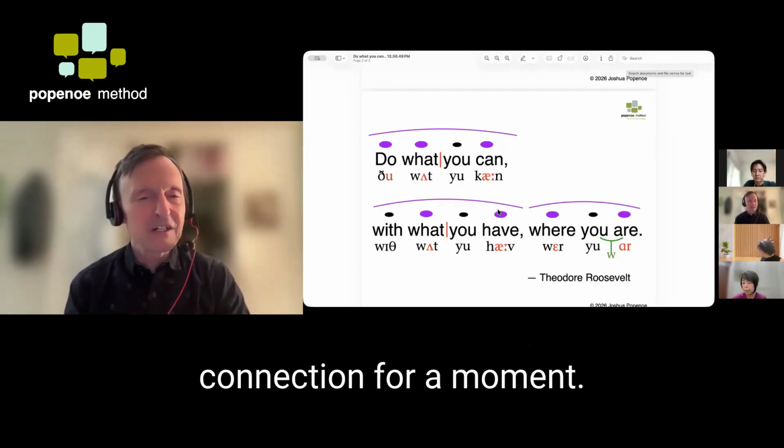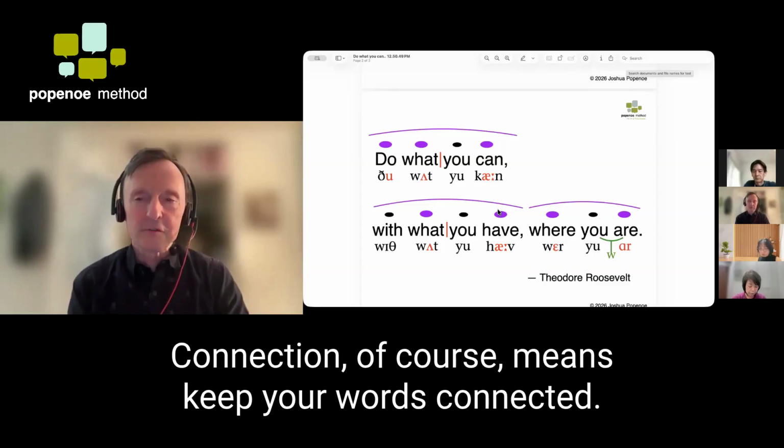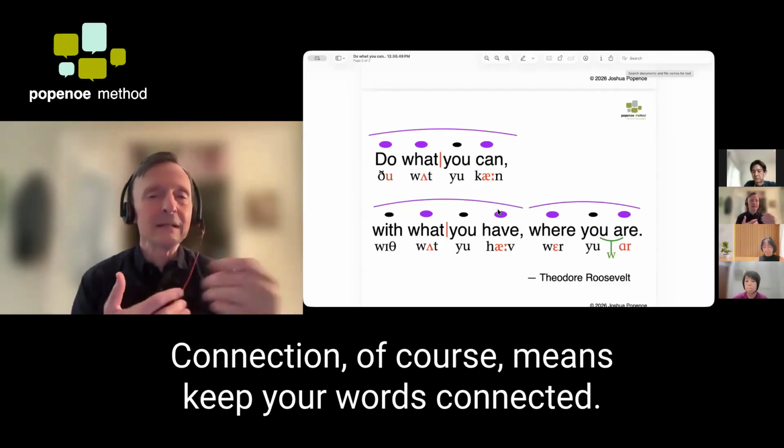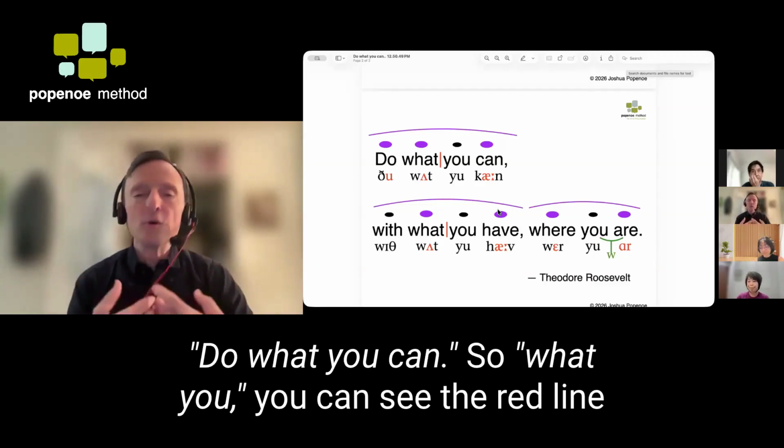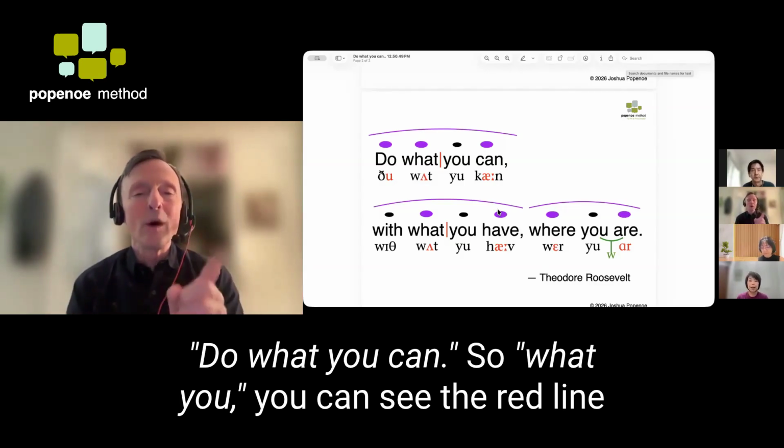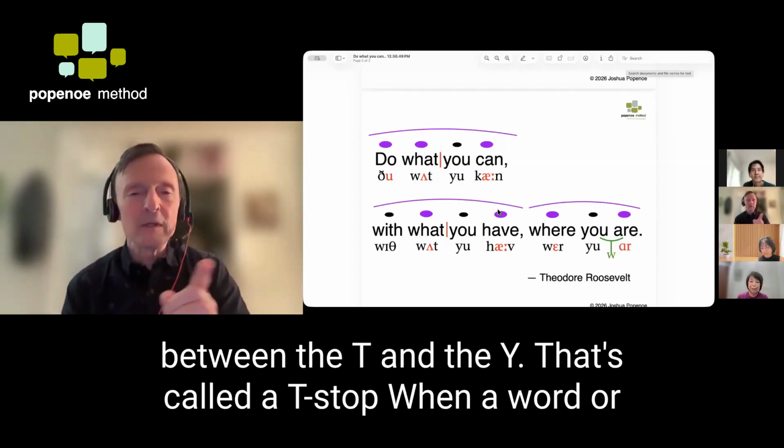Let's talk about connection for a moment. Connection, of course, means keep your words connected. Keep your voice flowing. Do what you can. So you can see the red line between the T and the Y. That's called a T stop.